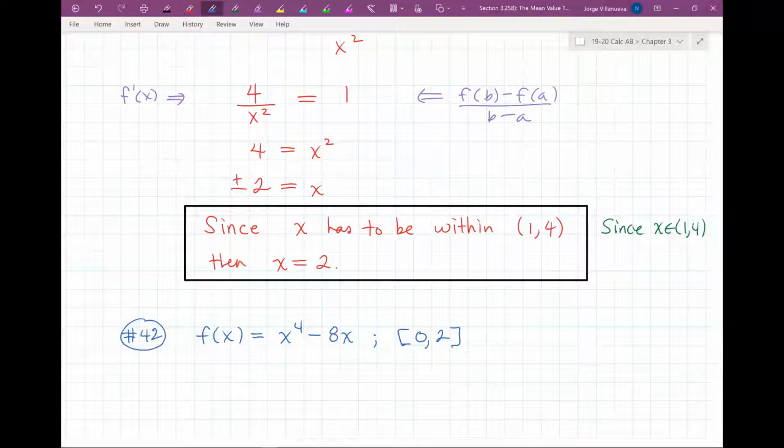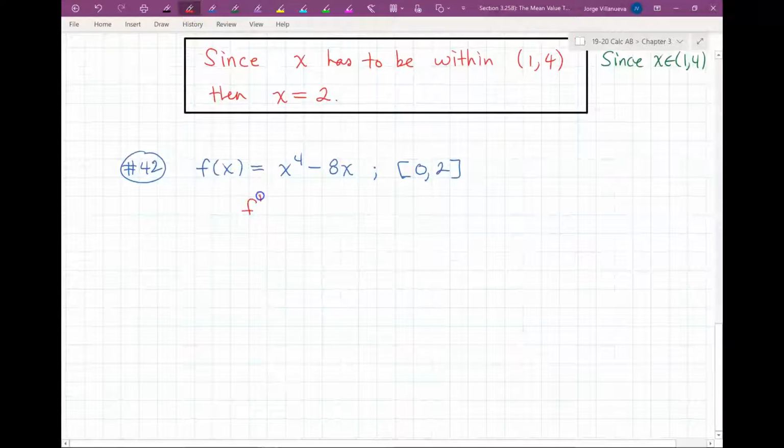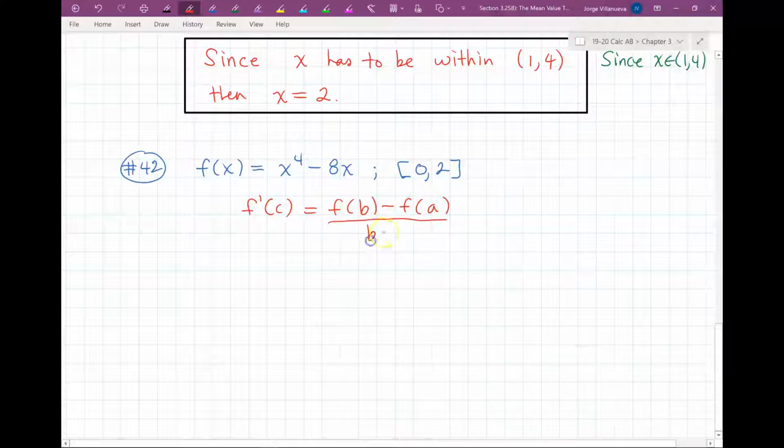Now, let's find our mean value theorem. Remember, the mean value theorem is f prime of c equals f of b minus f of a over b minus a. Okay, so we're going to start with the right side first. I always start with that one. I mean, you don't have to, but I always try to figure out my average slope. So f of b, that would be f of 2 minus f of 0 over 2 minus 0. Remember, our a and b are from 0 to 2.